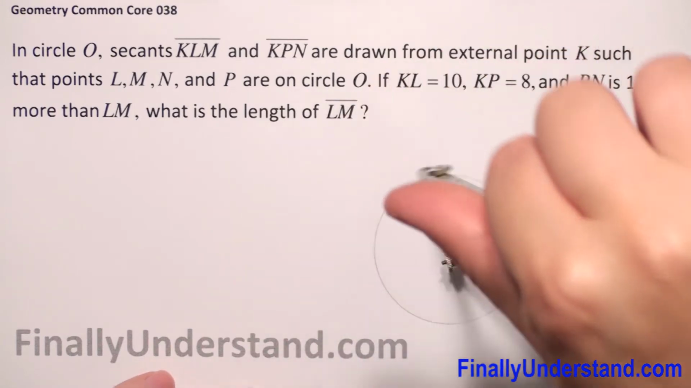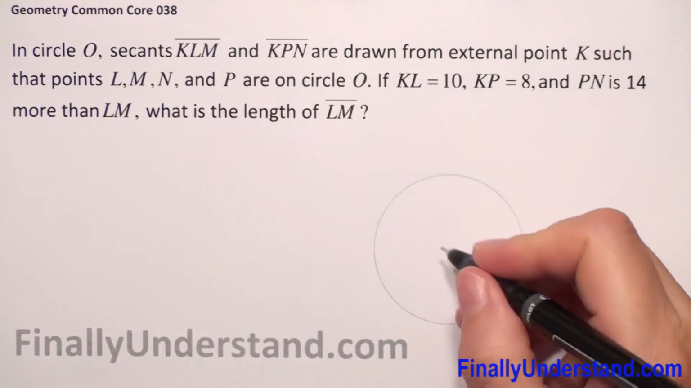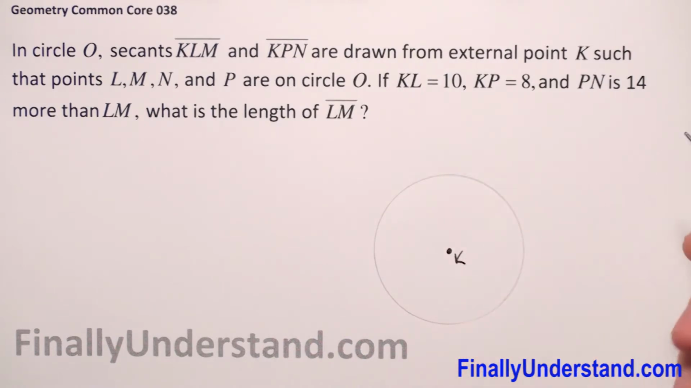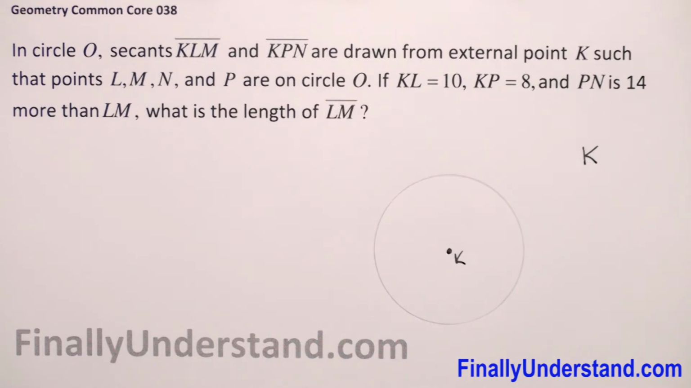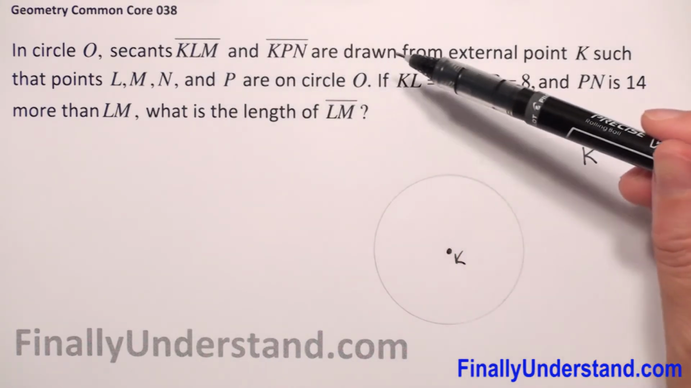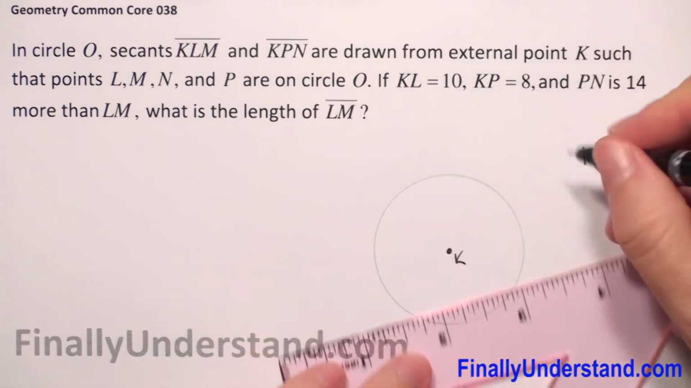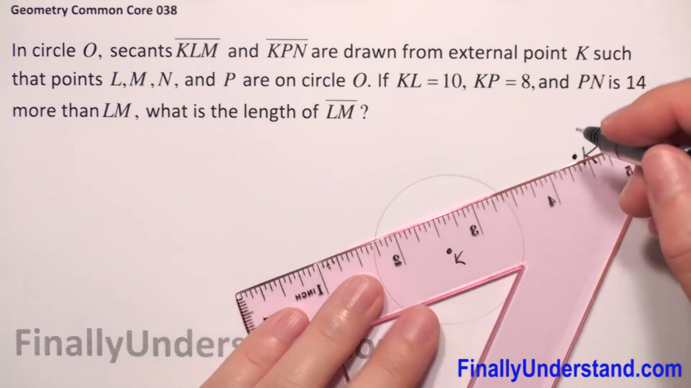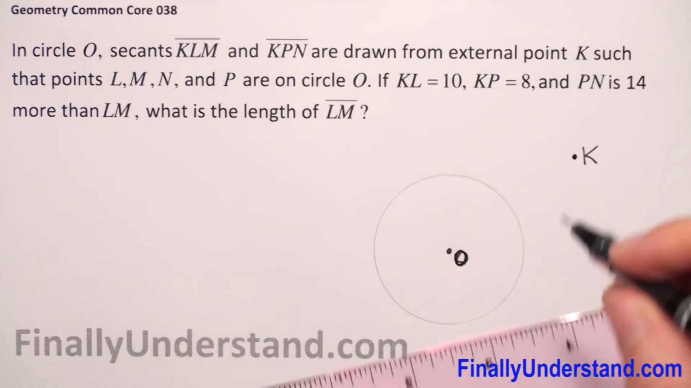This is our circle O. We have external point K, and we have that two secants KLM and KPN are drawn from external point K. So this is our point K. This, of course, should be O, the circle O.